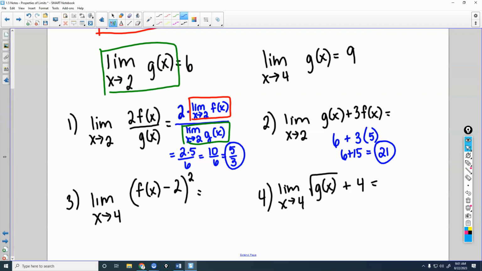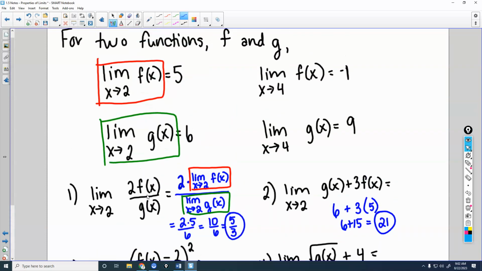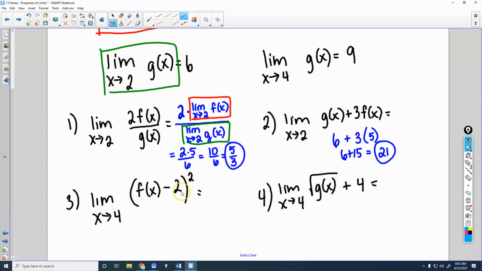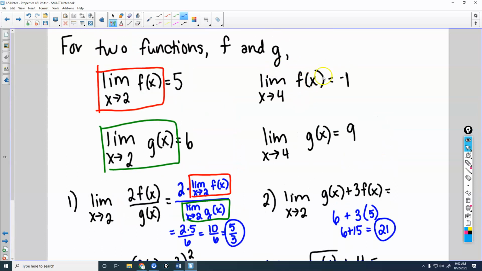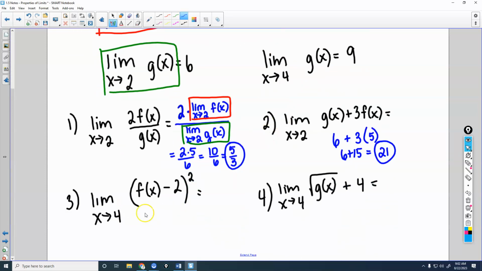Next is the limit as x approaches 4 of f of x minus 2 squared. I think the constant rule I'm doing next, but this is just going to be a negative 2. So the limit as x approaches 4 of f of x is over here. It equals negative 1. So we will have negative 1 minus 2 squared, which would be negative 3 squared, which would equal 9.